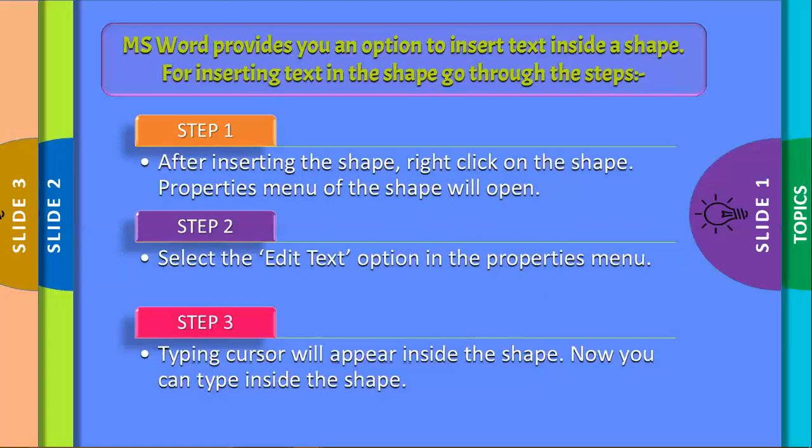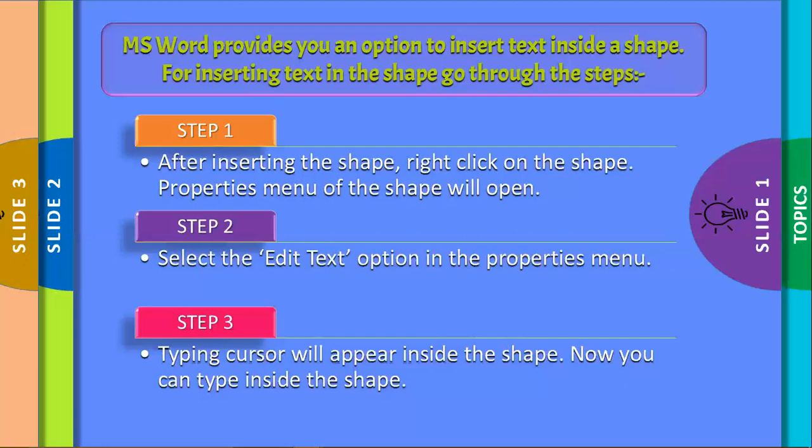The first step is to click on the shape which you have inserted, right click on that shape. After right clicking, the properties menu of that shape will open. In that properties menu, you need to click on the edit text option, or else you will get the add text option. Both can be there; that depends on the version of the MS Word application. Both are the same, so whichever option you get, add text or edit text, you can click on it.